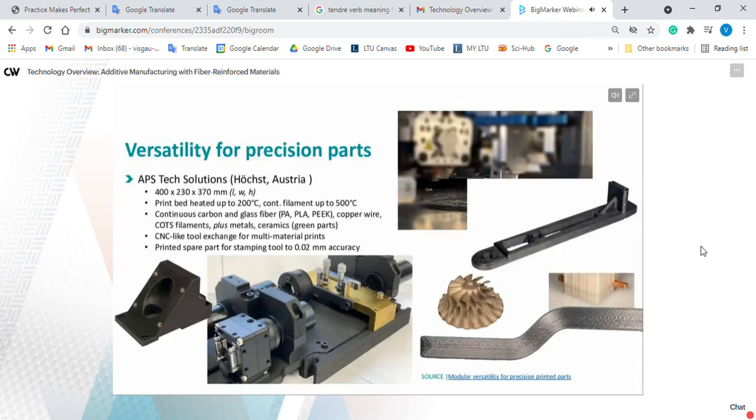Stepper is a well-known manufacturer of stamping tools and stamping machines in Germany. And that was a camera module on the left, which is multi-material, chopped and continuous fiber. And then in the middle, that's something that Stepper actually did themselves. That's a camera module for a stamping tool, and that has a lot of different 3D printed parts in it.